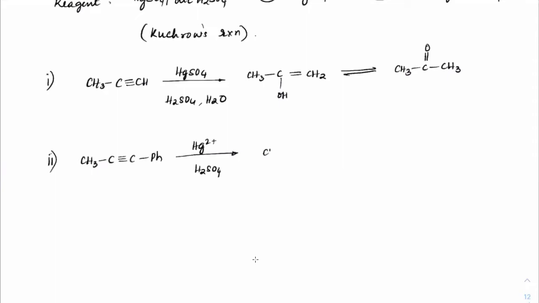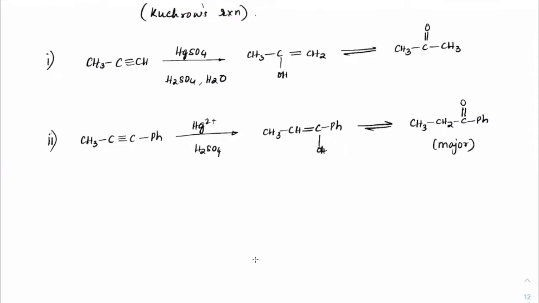H2SO4, we will get CH3, CH double bond C, Ph and OH, which, sorry, on equilibrium will form CH3, CH2, C double bond O, Ph. Okay, this will be the major product. In short, if you check out, it is definitely following Markovnikov's addition. So Markovnikov addition is followed, that is a regioselectivity, and H2O addition without rearrangement.